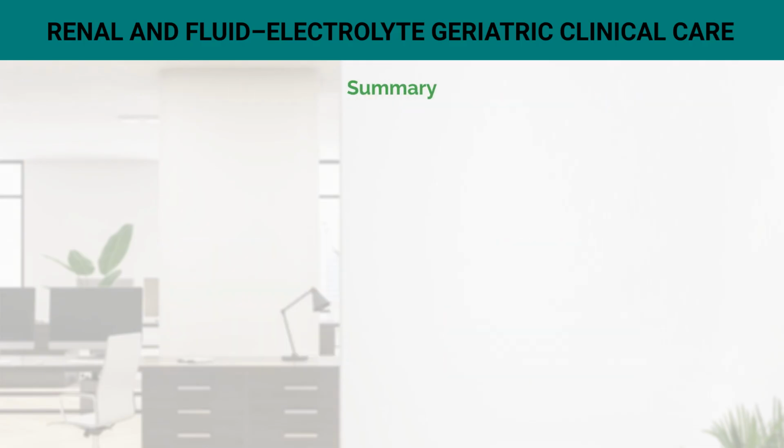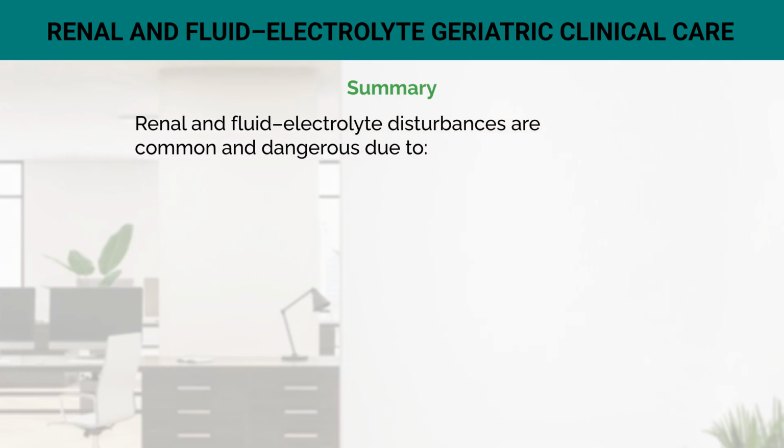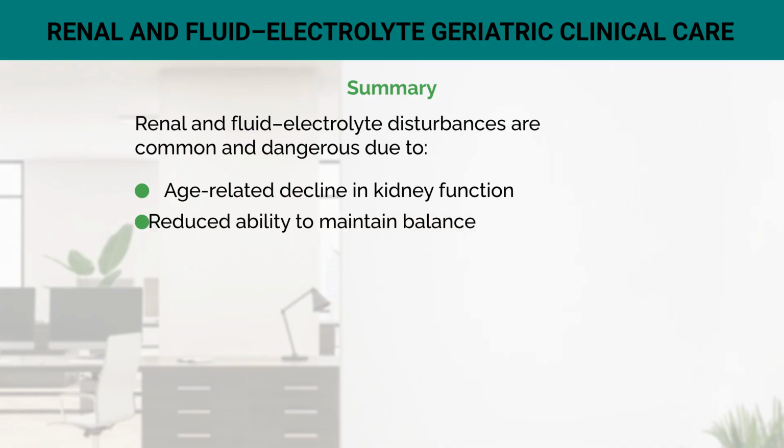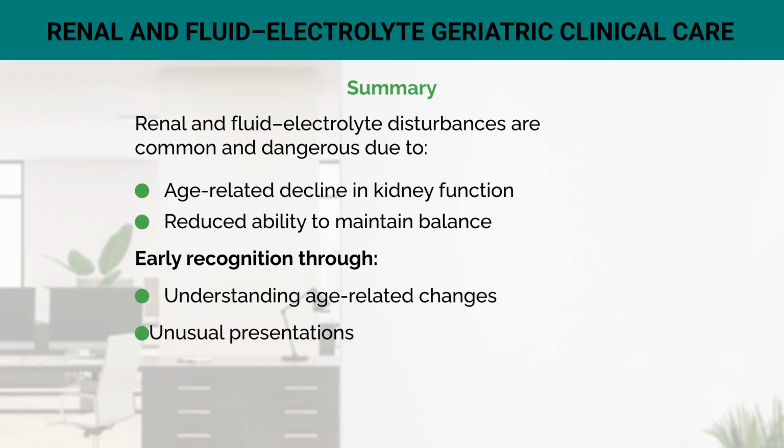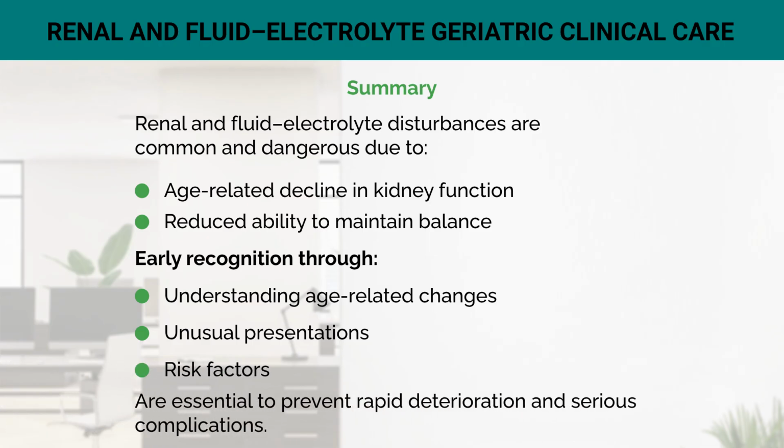Let's summarize what we've covered so far. Renal and fluid electrolyte disturbances are common and dangerous in older adults due to age-related decline in kidney function and reduced ability to maintain balance. It is important to know that early recognition through understanding age-related changes, unusual presentations, and risk factors is essential to prevent rapid deterioration and serious complications.